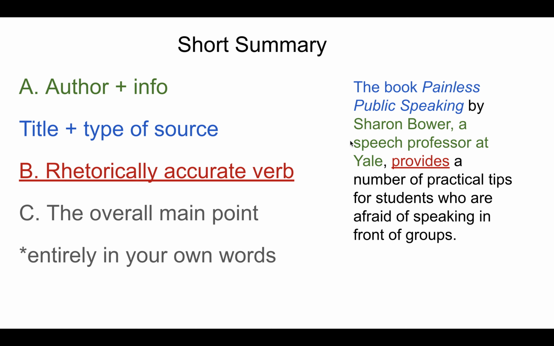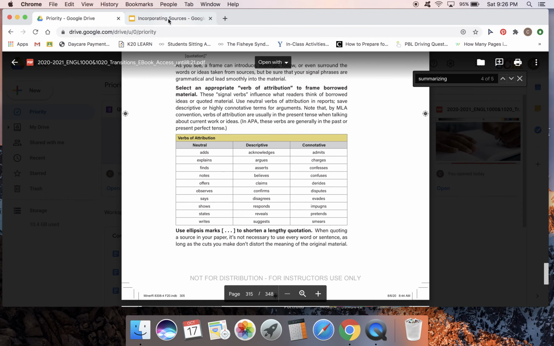So here we even have a little bit of important information about the author, because that information helps your readers understand this source's credibility. Right? So we have the title of the book, we have the author, and then we have some key information about the author that's relevant, that's important. Then you choose a rhetorically accurate verb here. So here we have the book provides a number of practical tips, or the article argues, or the article suggests.